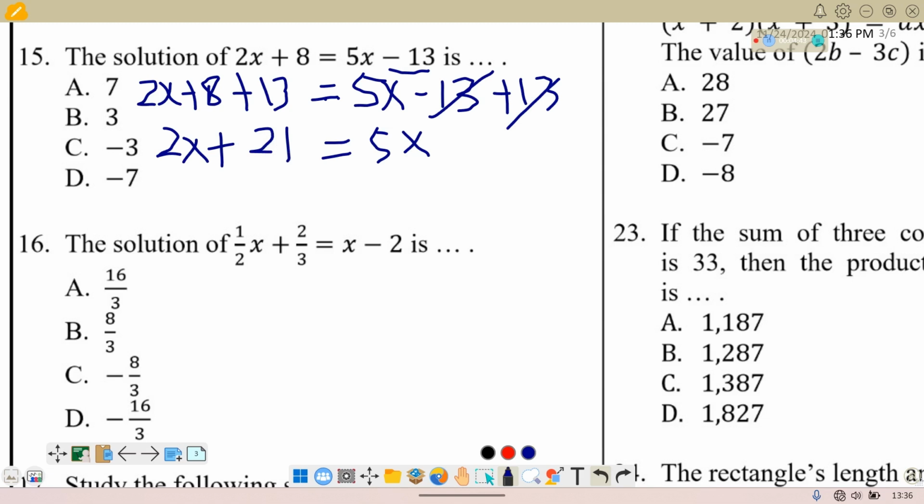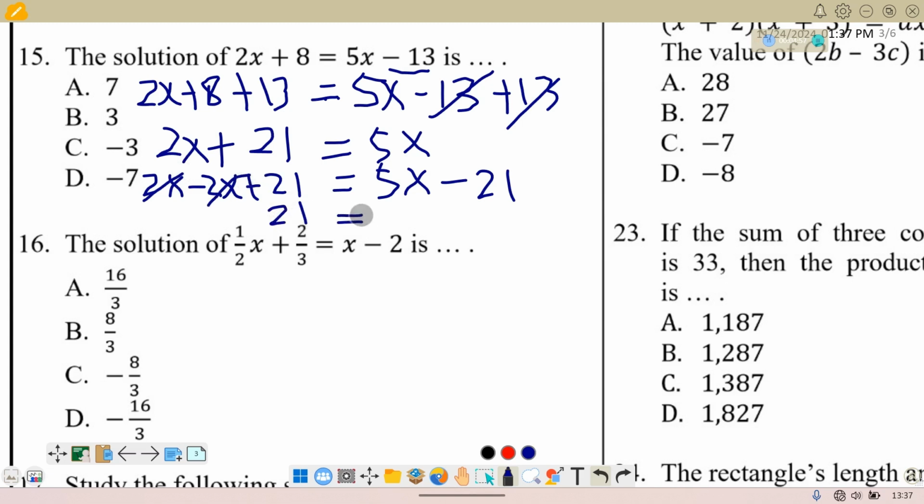Then we're going to cancel 2x by adding negative 2x on both sides. So here we have negative 2x. So we can cancel this one. The remaining is 5x minus 2x equals 3x. So x equals 7. So the answer is A. Okay.